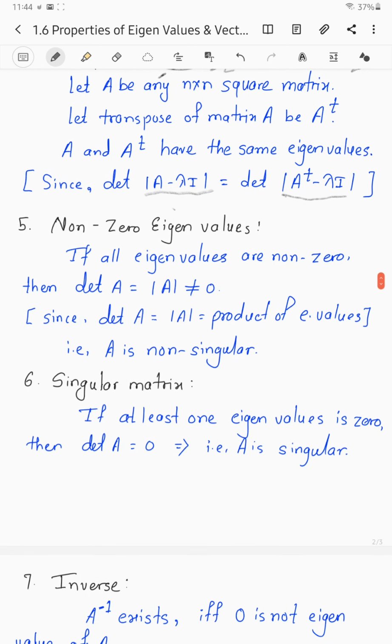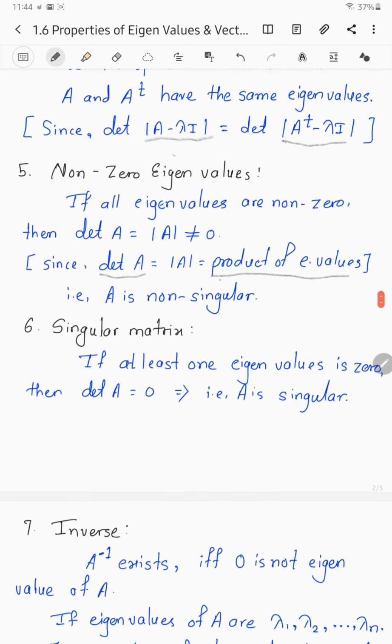Non-zero eigenvalues: if all eigenvalues are non-zero, then the determinant is non-zero. As we all know, the determinant is nothing but the product of the eigenvalues. So if all eigenvalues are non-zero, their product should be non-zero.